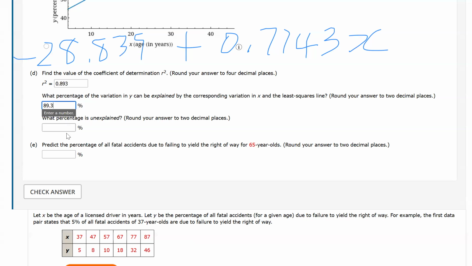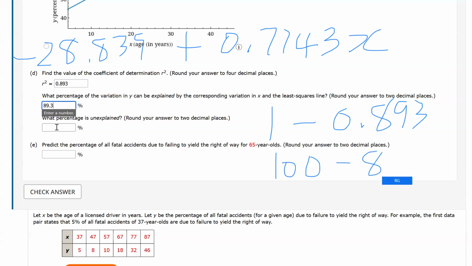89.3. And then here, what percentage is unexplained? This is 1 minus 0.893, or 100 if it's a percentage, minus 89.3. And that should give me 10.7%.